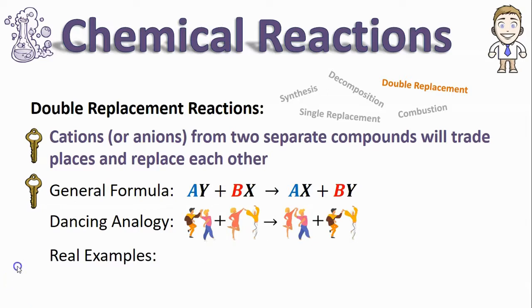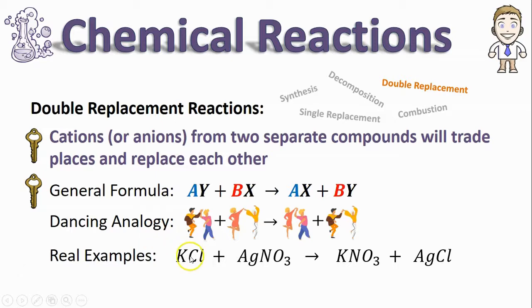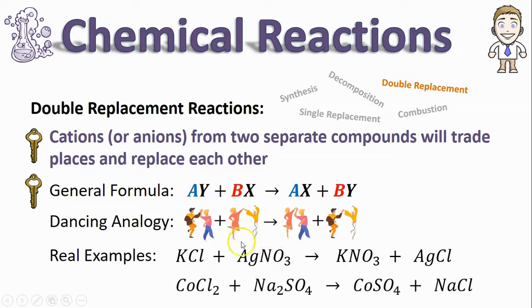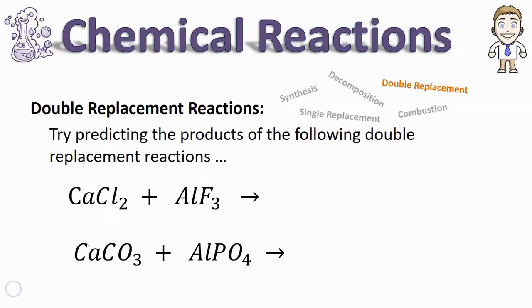For some real examples, you've already seen potassium and silver switching with KCl and AgNO3. Here's another one where cobalt trades places with sodium, so the cobalt is now with SO4 and the sodium is now with chloride. Let's wrap it up by looking at a couple specific examples.